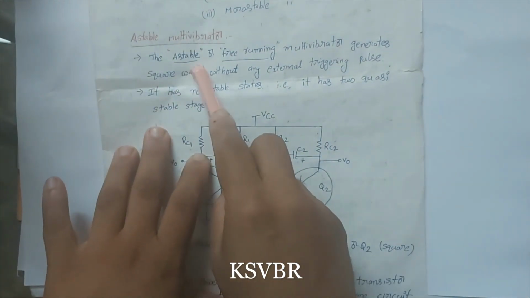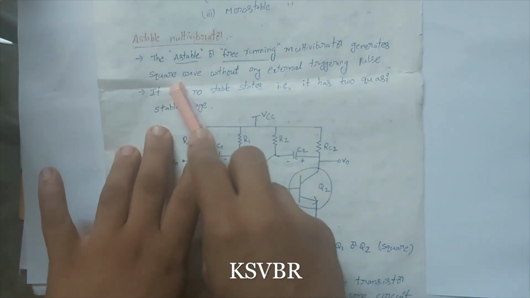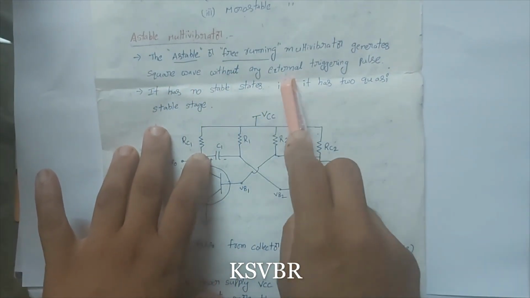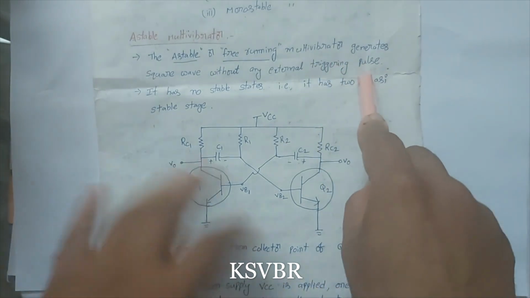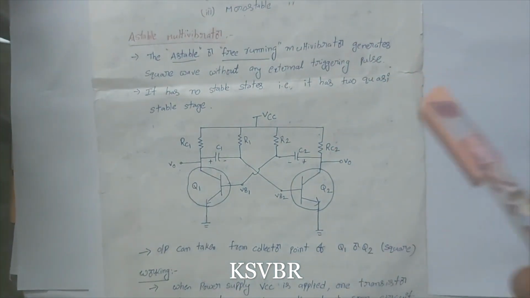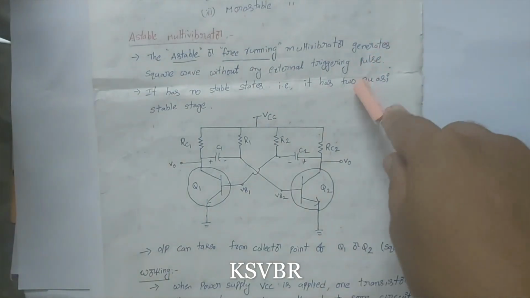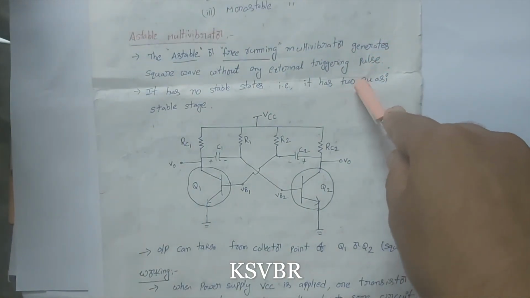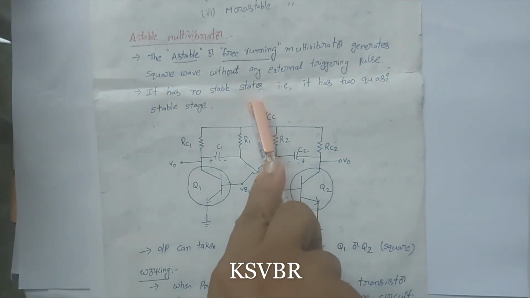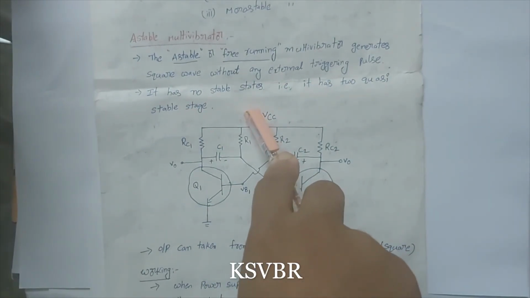The astable or free running multivibrator generates a square wave without any external triggering pulse. That means the output of this multivibrator will be a square wave without any external input, without any triggering signal. It has no stable states. That means it has only two quasi-stable states. These are the main points.